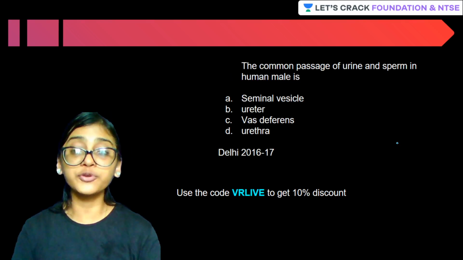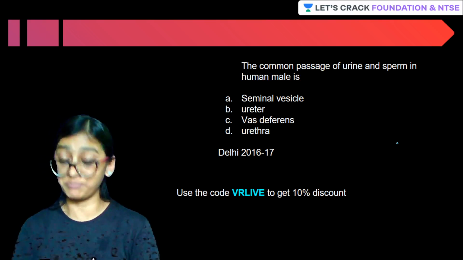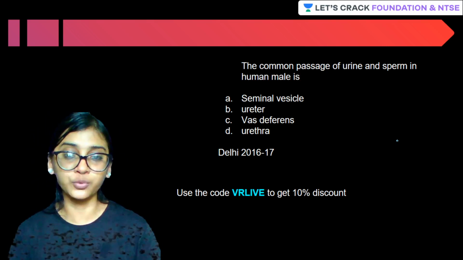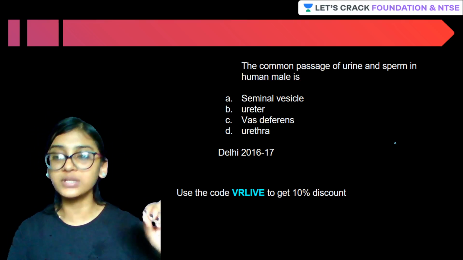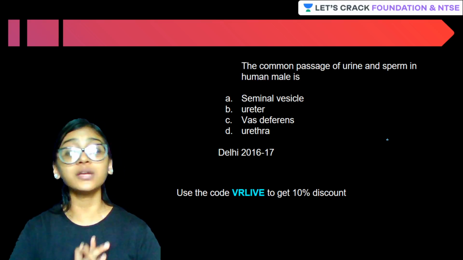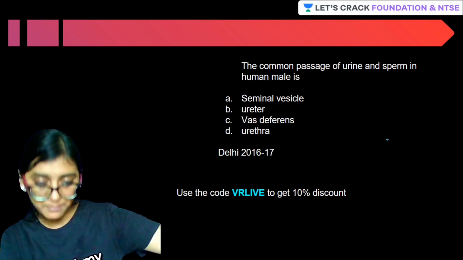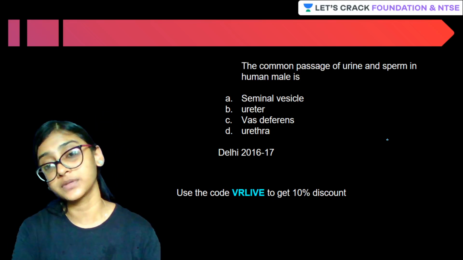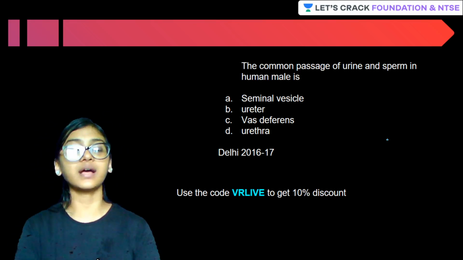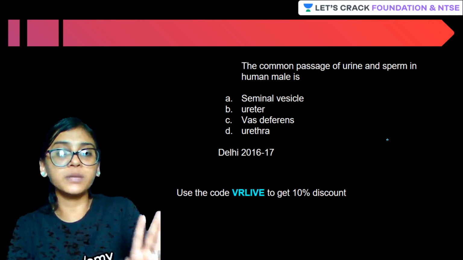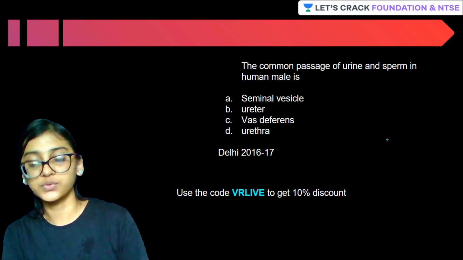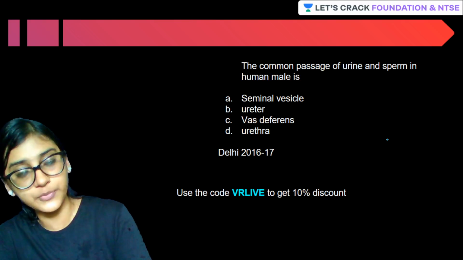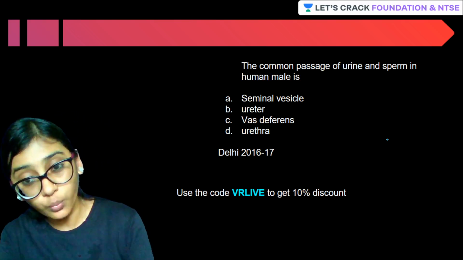The common passage of urine and sperm in the human male is, right? Seminal vesicle, ureter, vas deferens, urethra. Sperms are produced only in the male individual, not the female. In the case of female, we see ovum, the egg, right? So here they are asking, which among the following is a common passage for both sperm and urine? This question is from the chapter How Do Organisms Reproduce?